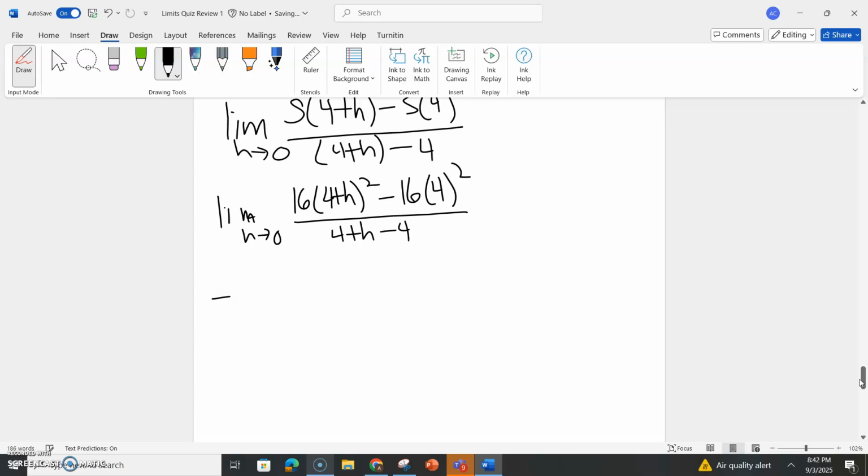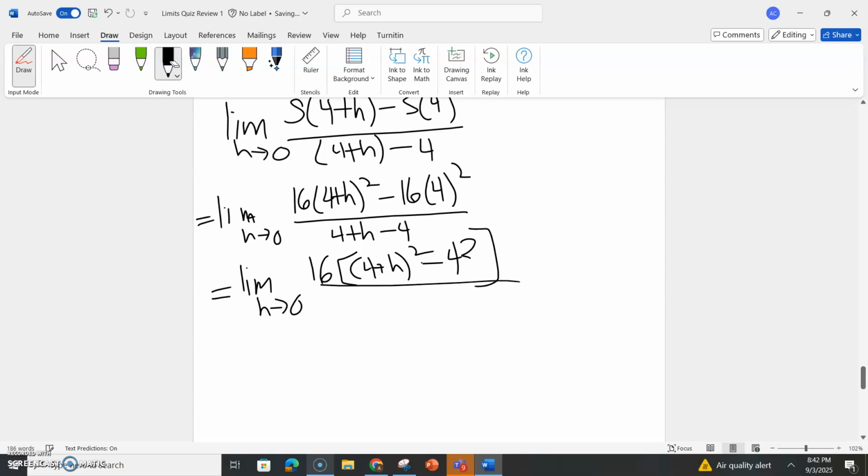Now, to make this simpler algebraically, I'm going to factor out the 16. So that gives me 16, and then I have here (4 + h)² minus 4², all over, and the 4's will cancel, so h.